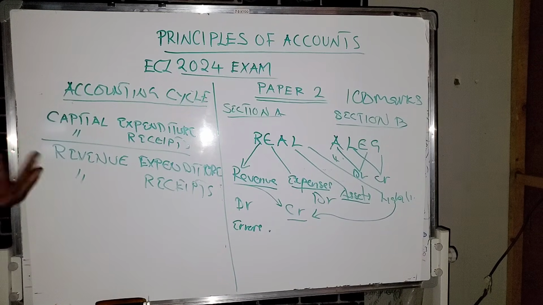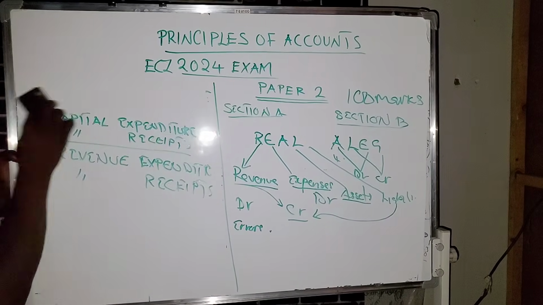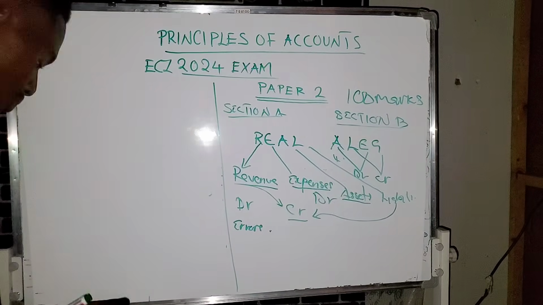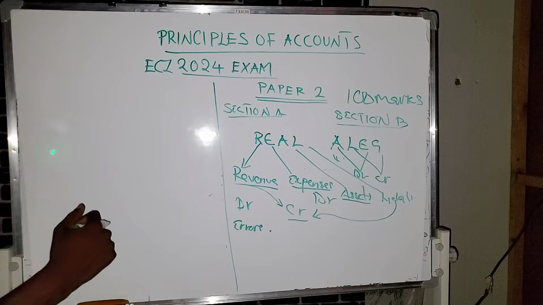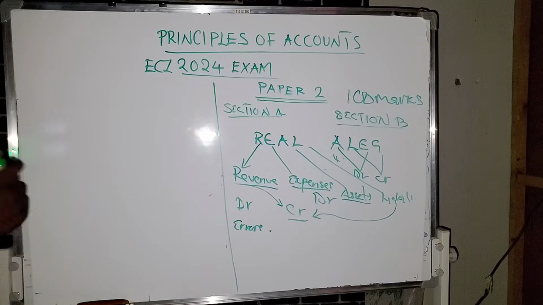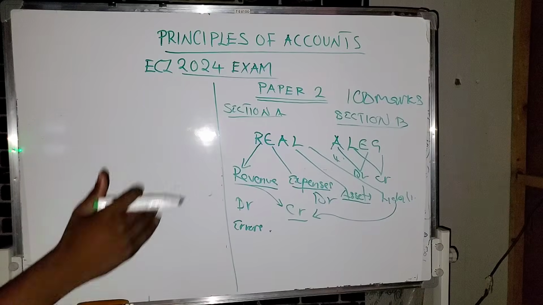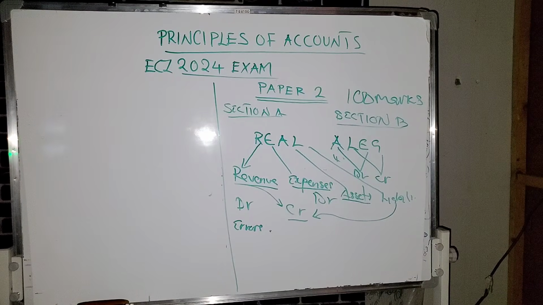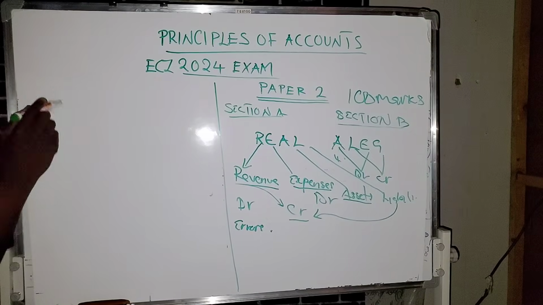Okay, now section B, there are usually two questions and you're asked to write how many? One. By the way, in section A, there's sometimes where they bring two questions, you answer either of them, one of them. They say answer either this or this. In section B, a common question that usually comes is the final account.